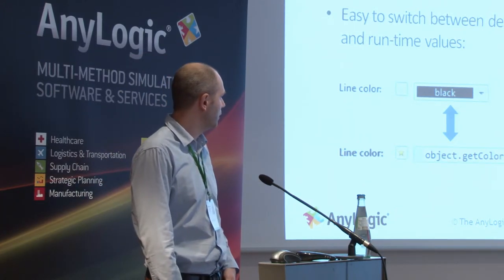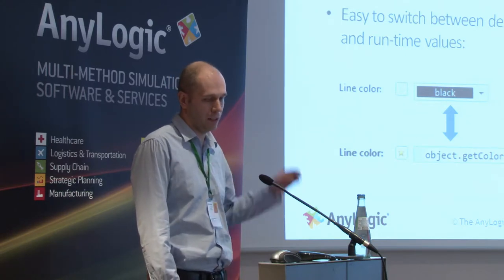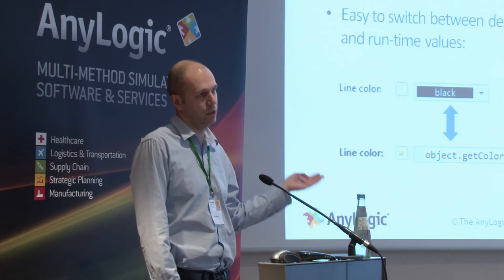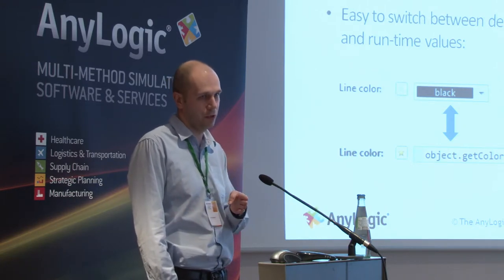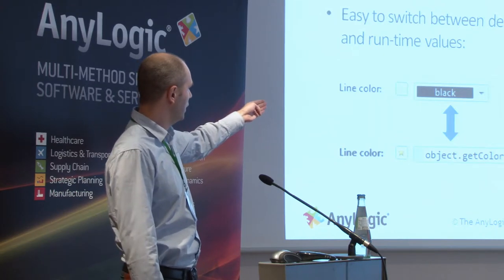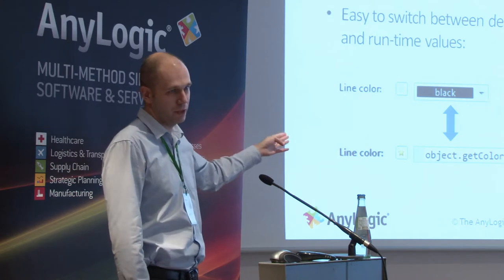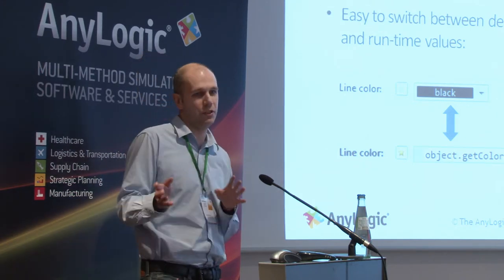The next big improvement is that we will have one place for value and code values. If you have, for example, line color, you can easily switch to line color code by pressing one button. You don't need to switch between two different tabs and find the place where you have a coding value for it. Design time and dynamic property. Yes, exactly.